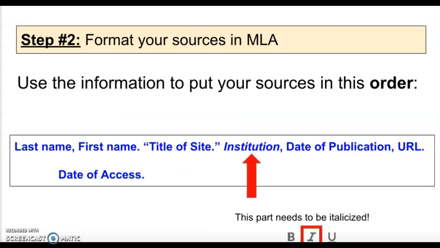So take a look. You have to make sure your entries are put in based on last name, comma, first name, the title of the site in quotation marks, the institution, which needs to be italicized, the date of publication, which is when the website was published, and the website or URL. At the end of the entry, you put in the date of access.